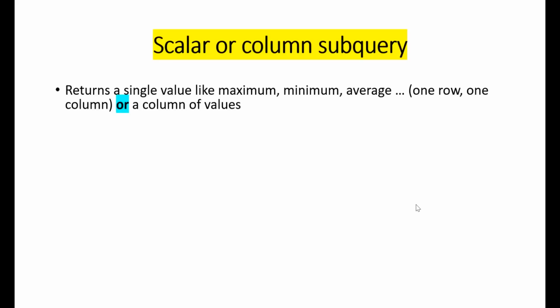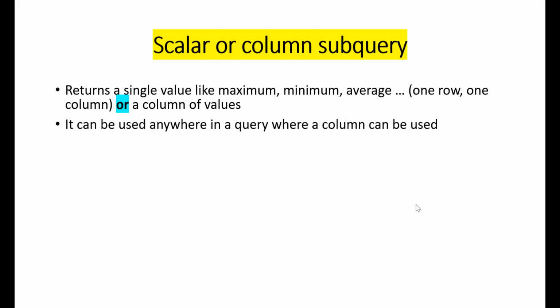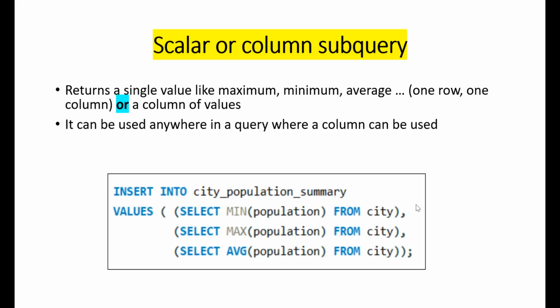It returns a single value like the maximum, the minimum, the average, so it will be in one column, one row. Or it can return a column of values, so it can be used anywhere in a query where a column can be used. And here we have an example using insert into. For example, we create a table which we call city population summary, and we insert some values like the minimum, the maximum, and the average. As you can see here, all the subqueries are defined within parentheses.